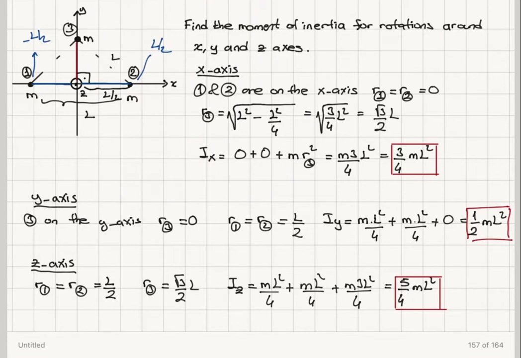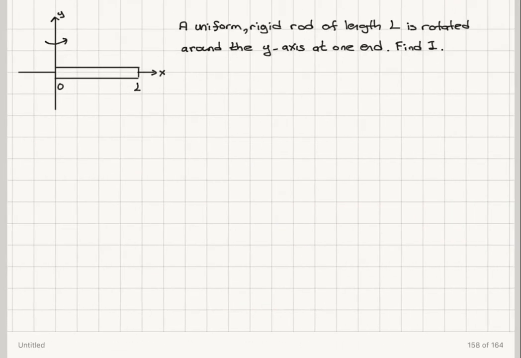Okay, so I hope this discrete mass distribution is clear. That's the easiest possible moment of inertia calculation you can think of. Now let's move on to a little bit more complicated situation. I have a rigid uniform rod rotated around one end, which is the y-axis in this case. I want to know the moment of inertia.